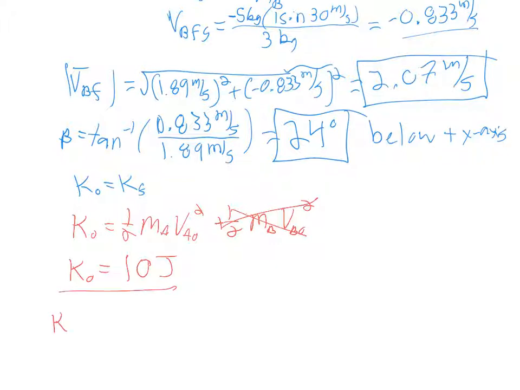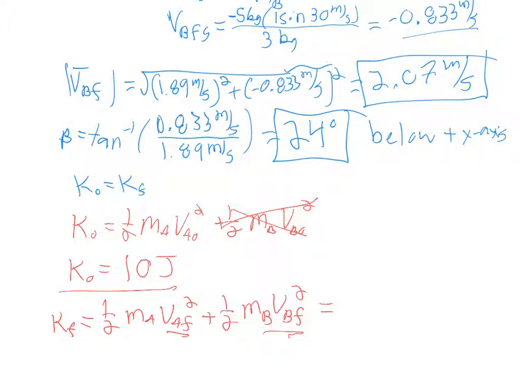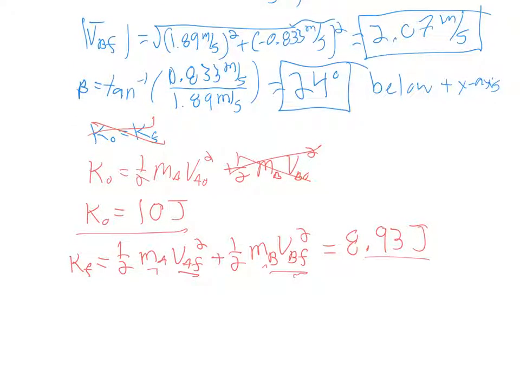And then for the final, K final is 1/2 MA times VA final squared plus 1/2 MB times VB final squared. Plugging in again, VA final is 1, VB final is 2.07 meters per second, MA is 5, MB is 3. So if you plug and chug, you should find 8.93 joules as your final kinetic energy. So no, we do not have an elastic collision because we have kinetic energy being lost.